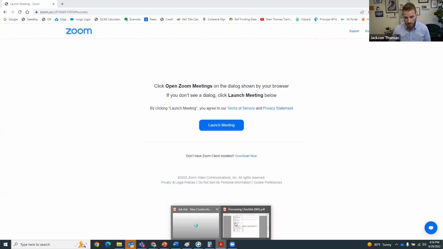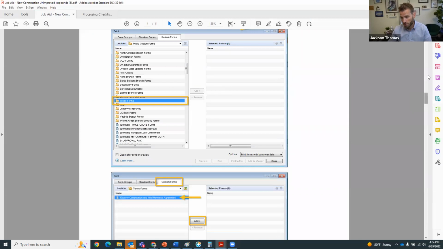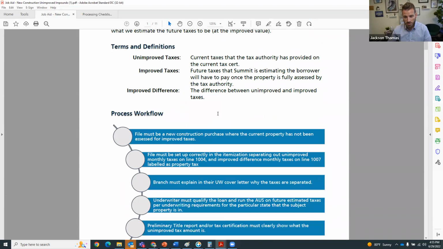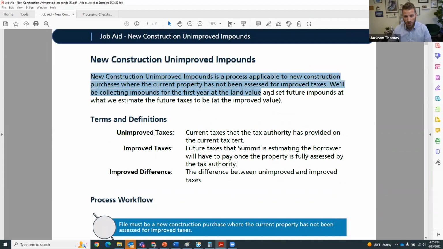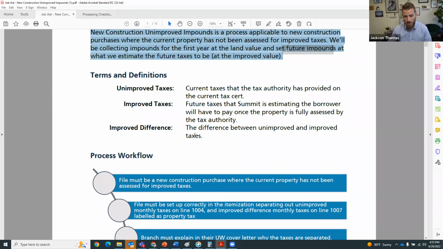So here are some resources to help you. Number one, we have a job aid. This was something I put together when we were at Summit Funding. It really helps understand the conceptual stuff if you want to actually read about it. I don't know of any actual training we have at Cross Country Mortgage yet.